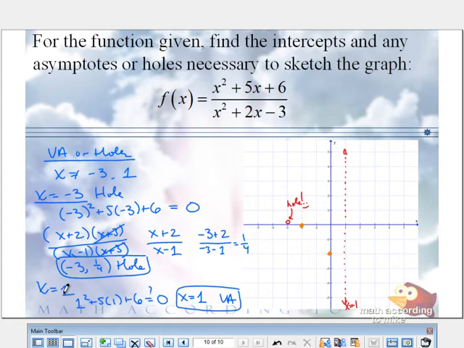What are we missing? Horizontal asymptote. What's the degree of the numerator? Yeah, they're both 2. So what's the ratio of leading coefficients? 1. So y equals 1 is your horizontal asymptote. I know, I'm so happy. Looks can't kill. I would have been dead by now. All right, that's all we have for the graph.